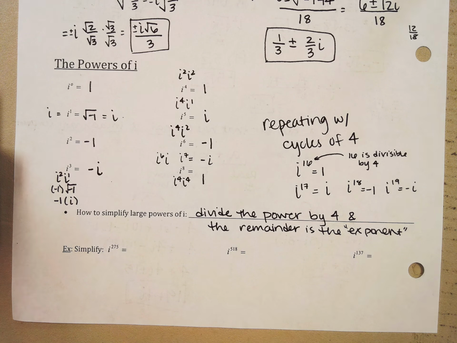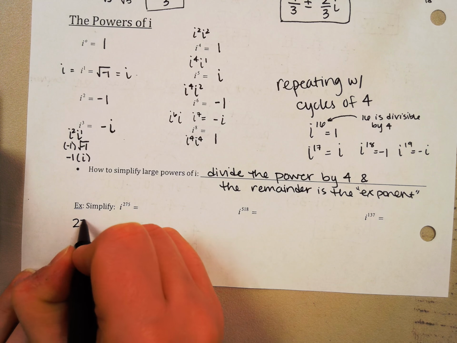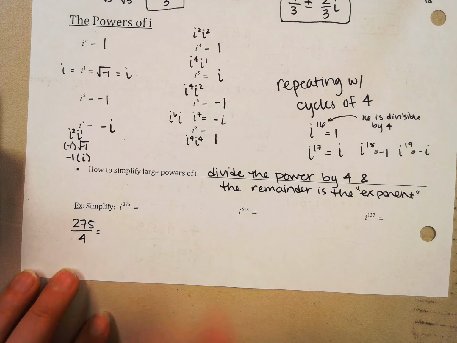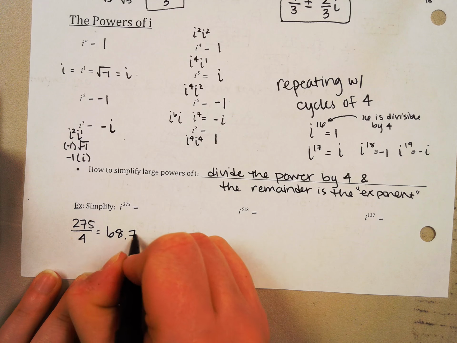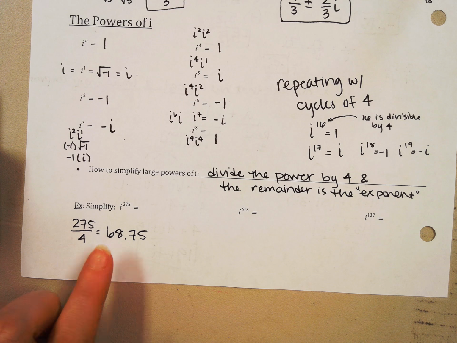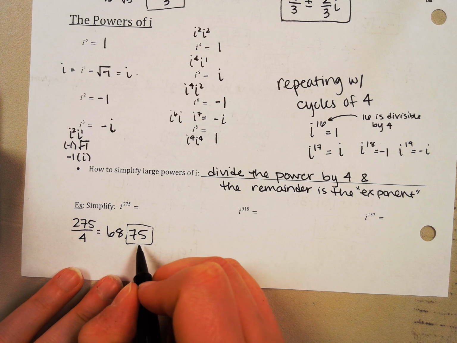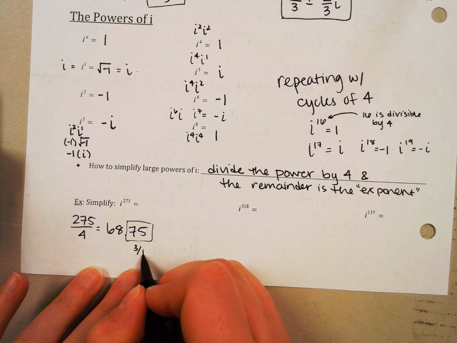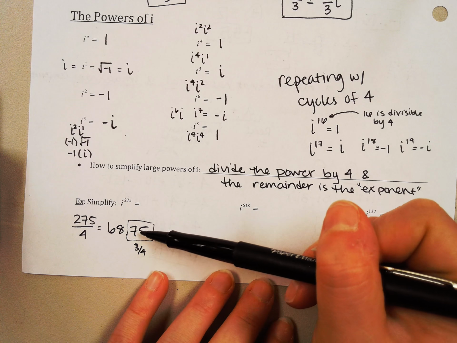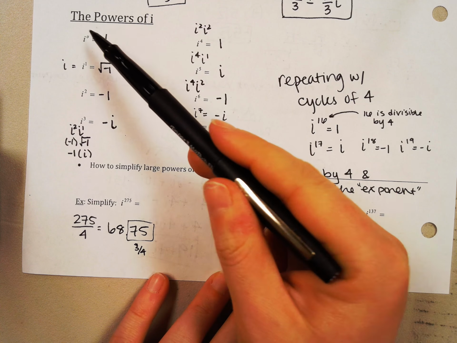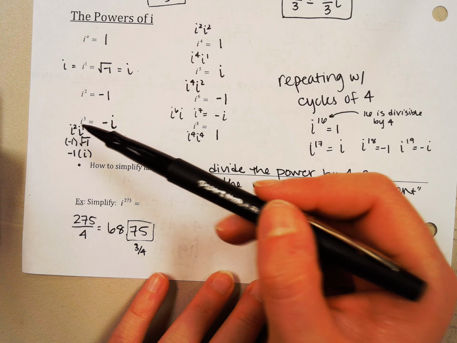So I'll demonstrate what I mean by that for i to the 275th power. That means we're going to take 275 and divide it by 4. We type that into our calculator and get 68.75. So it goes in 68 times evenly, and then we have 0.75 left over, which is 3 over 4. So that means our new power is 3/4 of the way in our cycle.